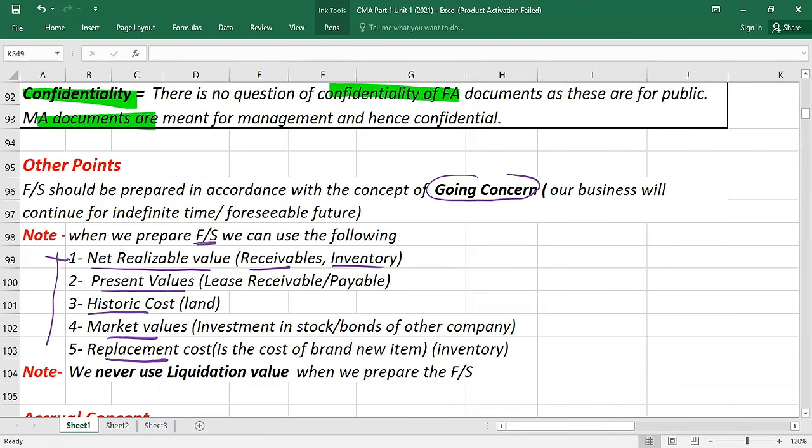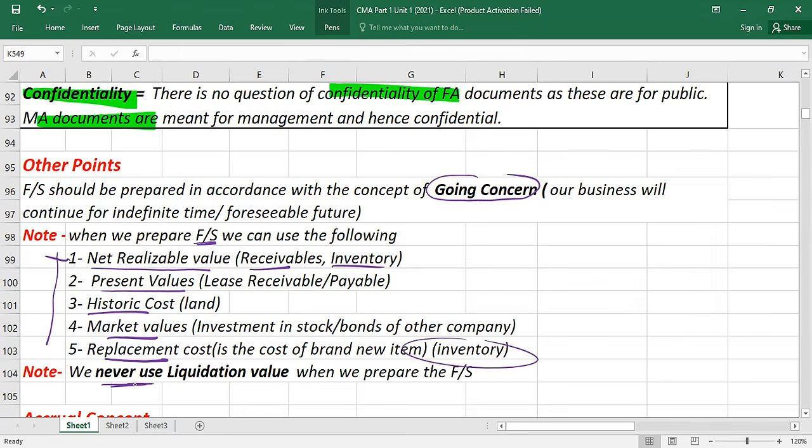Then you also record some items at replacement cost. These definitions we will study in future. I'm just highlighting the words. Like replacement cost we are also using, for what? For inventory under US GAAP. Okay, so now what is the point you have to memorize here?